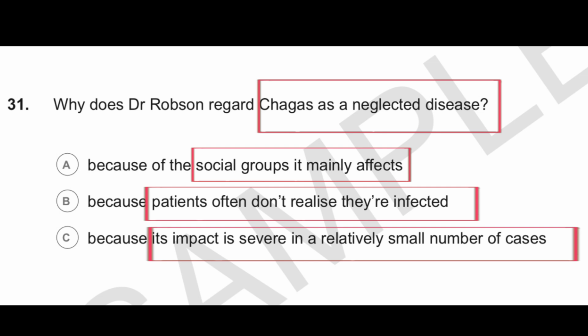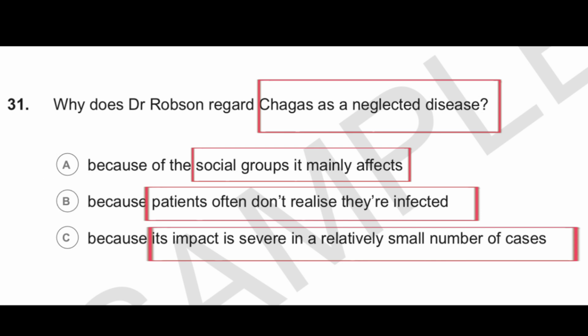Dr. Robson, what is Chagas disease, and why is it referred to as a neglected disease? Chagas is caused by a parasite called Trypanosoma cruzi. Most sufferers become infected when they're bitten by an insect, commonly known as the kissing bug, which carries the parasite. Right. People often don't realize they've been bitten, and during the initial phase of the infection, symptoms are normally mild or absent. Okay. You've heard him say option B. Patients often don't realize they're infected, but that is not why Chagas is a neglected disease. So you can now eliminate that option.